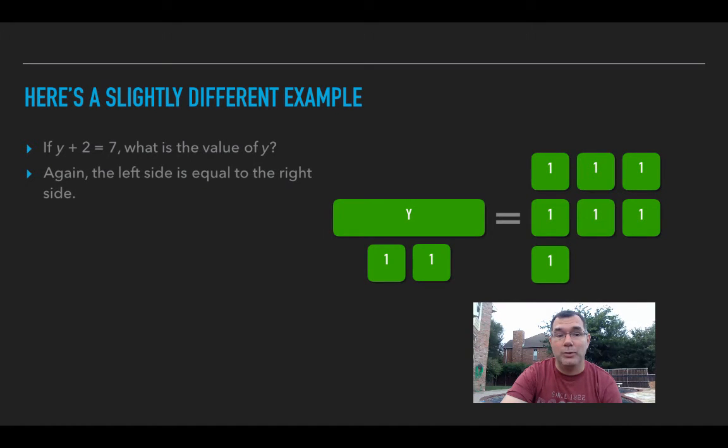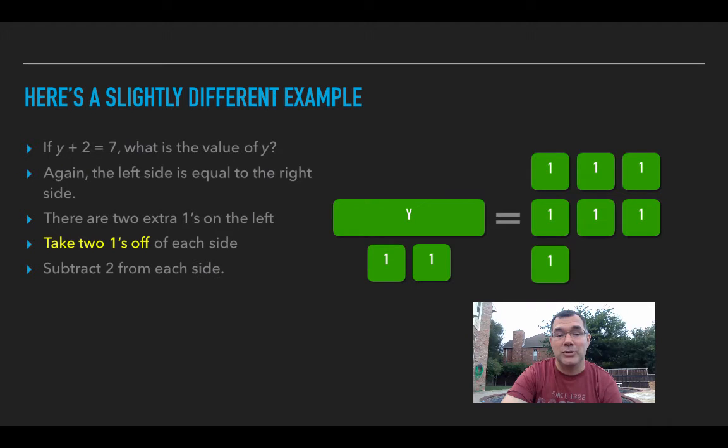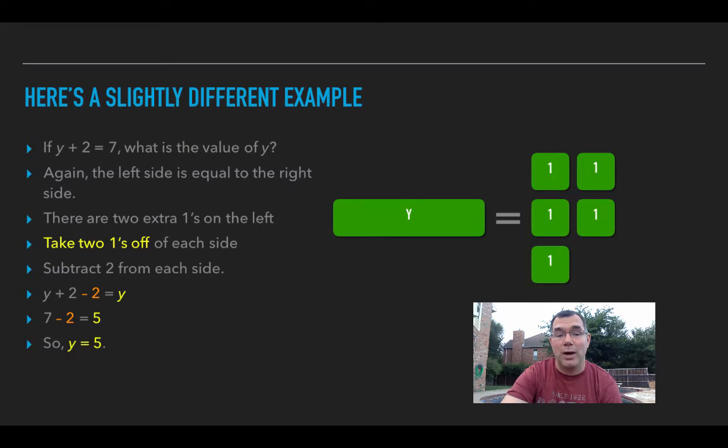Again, they're equal. We were told that they were equal. So there's 2 extra 1's on the left. So I need to get rid of those so that I get that y bar by itself. So I take 2 1's off of each side. And if I do that, I subtract 2 from the left, I get just y. And if I subtract 2 from the right, I get 5. So that means that y is equal to 5.